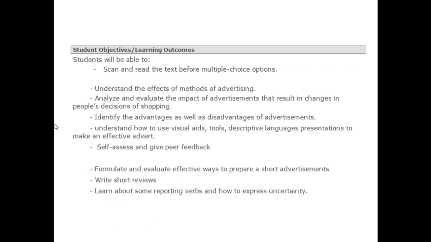About student objectives, after this unit, the students will be able to scan and read the text before multiple choice options, understand the effects of methods of advertising, identify the advantages as well as disadvantages of advertisement, self-assess and give their peers feedback, write short reviews, and learn about some reporting verbs and how to express uncertainty.